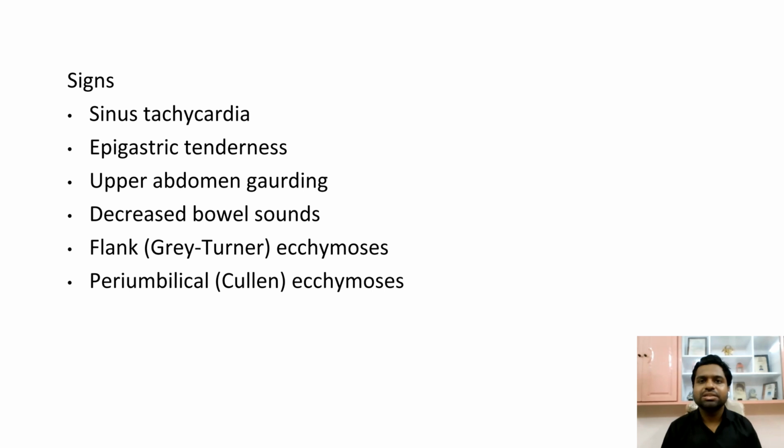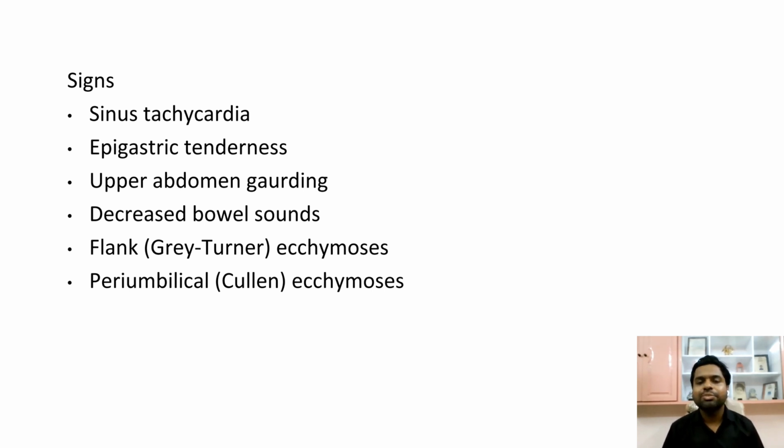Next coming to signs. In signs we have sinus tachycardia, epigastric tenderness, abdominal guarding in the upper abdomen, decreased bowel sounds, and then in hemorrhagic pancreatitis, we can have Grey Turner sign, which is a flank ecchymosis, and periumbilical ecchymosis, which is called Cullen sign. How do I remember it? Grey Turner, so turning. That's why it will be in the side flank. So that's how I remember. You can also remember it that way.